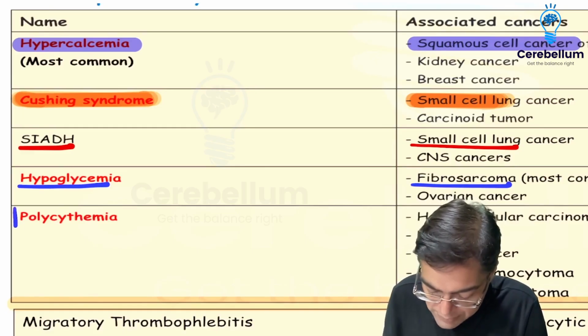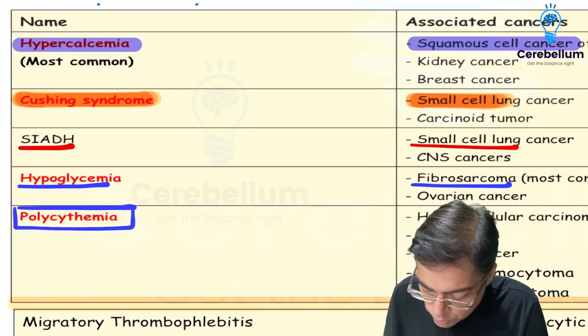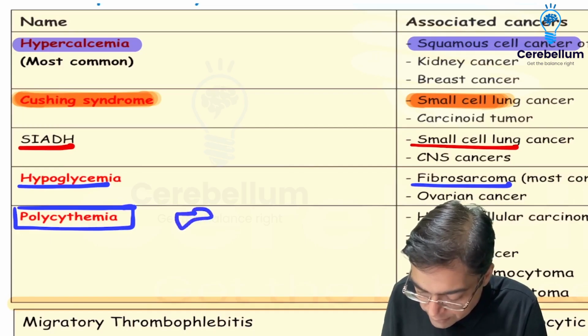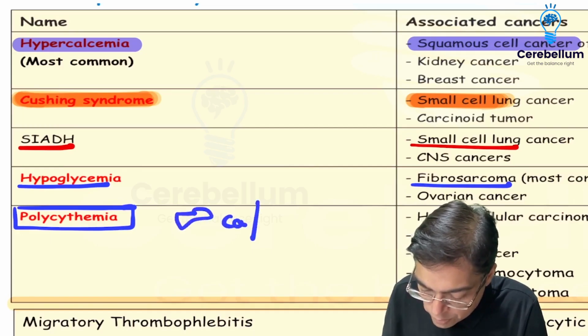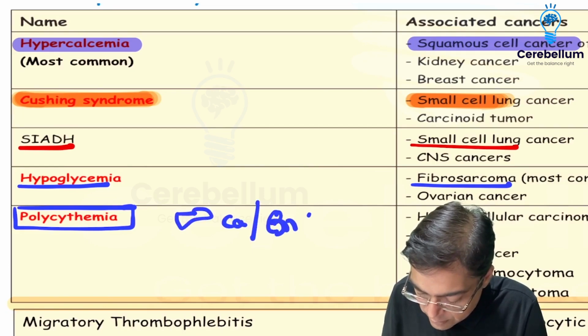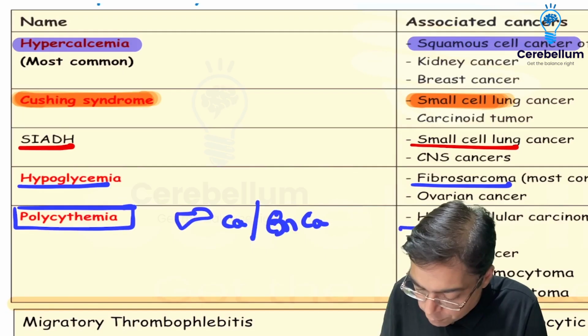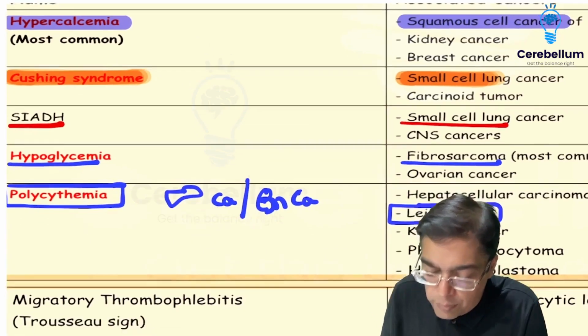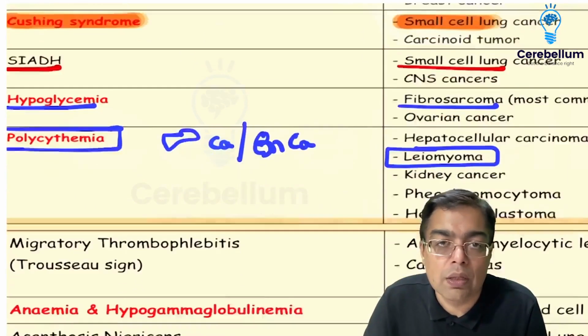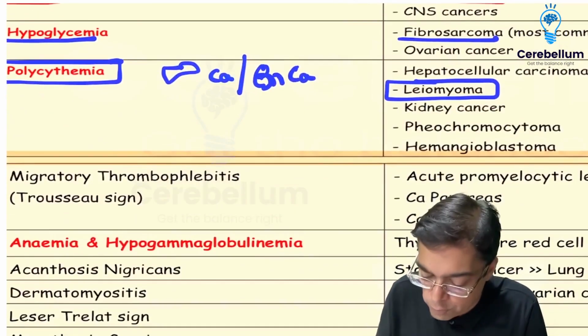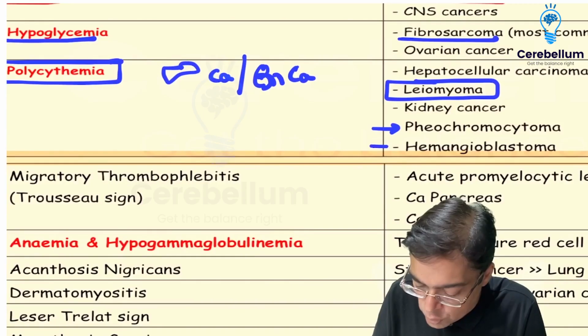When we are talking about polycythemia, it is going to be associated with a patient suffering from liver cancer, can be seen in a patient suffering from kidney cancer, can be seen in a patient suffering from a tumor that is given the name of leiomyoma, and is associated with adrenal gland tumors like pheochromocytoma as well as hemangioblastoma.